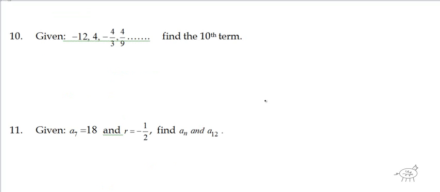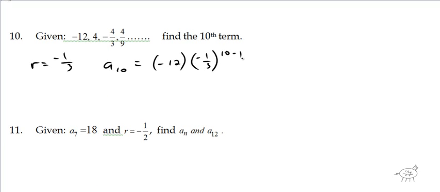Number 10, find the 10th term. If you divide this out, you will recognize that this is geometric. So r is -1/3. So a sub 10 equals a sub 1 times r to the n minus 1. Okay, make sure you put lots of parentheses in there. Use your fraction button. A sub 10 is 4 over 6561.